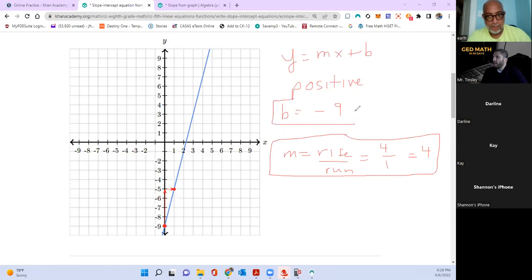I have my y-intercept. What would my equation of the line be? Y equals 4x minus 9. There you go. Y equals 4x minus 9.